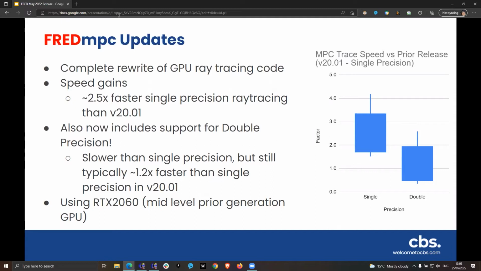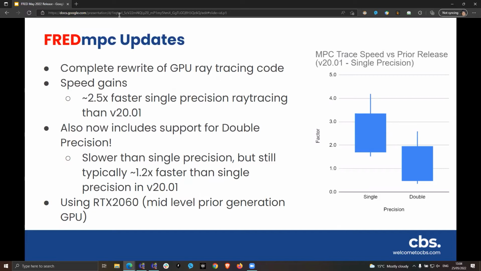There's a bit of a bracket on that. This chart on the right-hand side shows this, but essentially we see an average speed up of a factor of around 2.5, but the speed up can go as high as just over 4 times faster. So that's a great thing to actually have. But as this chart also shows, the other really big change we have in the latest version of Fred is we also now support double precision calculations.